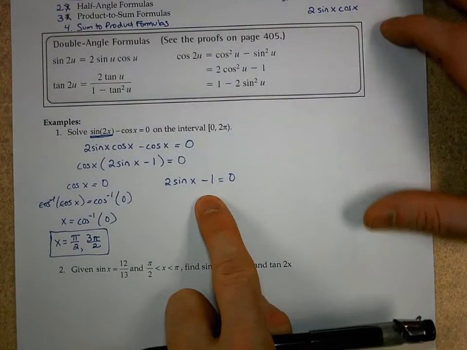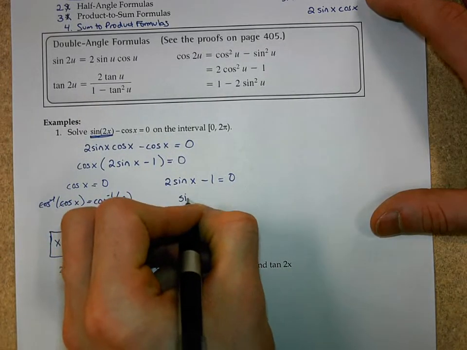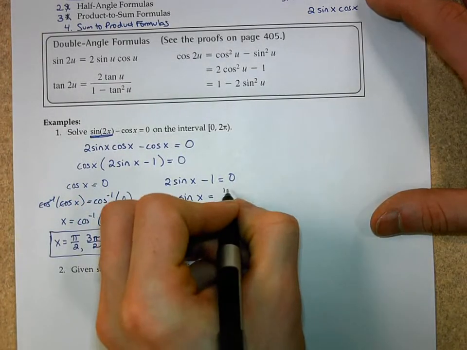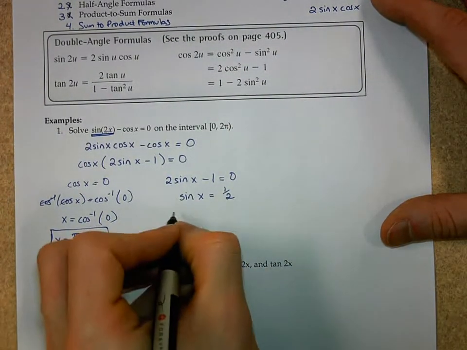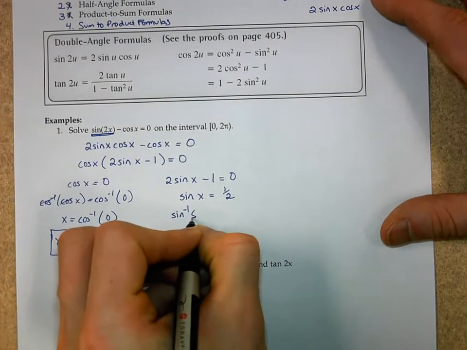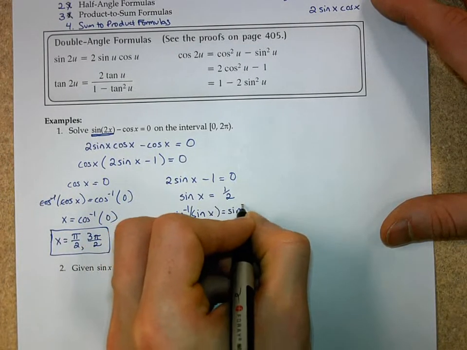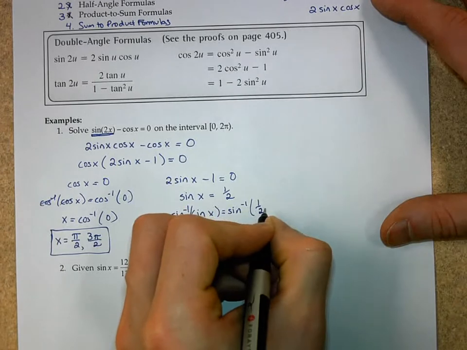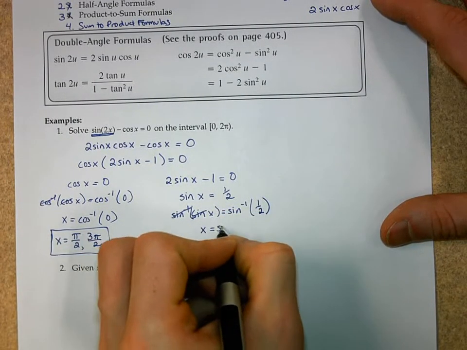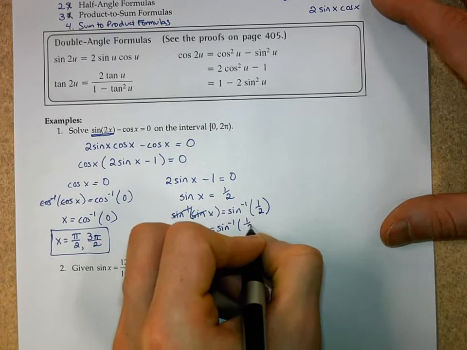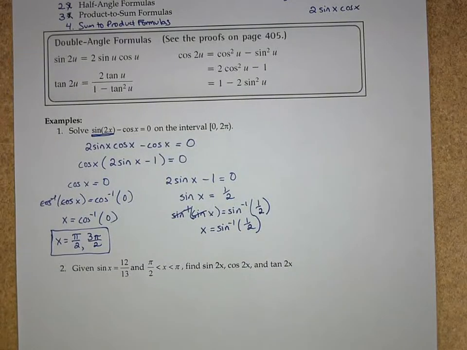Second piece over here, we need to solve for x. So we'll add 1 to both sides and divide by 2. So I get the sine of x is equal to 1/2. We'll then take the sine inverse to both sides. Sine and sine inverse cancel. X is equal to the sine inverse of 1/2.